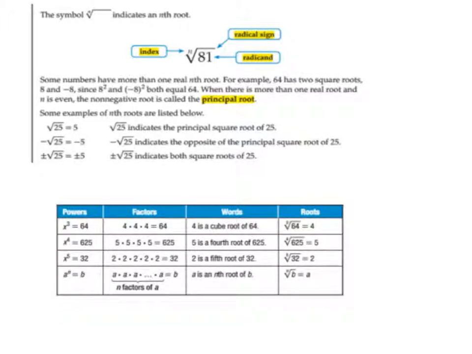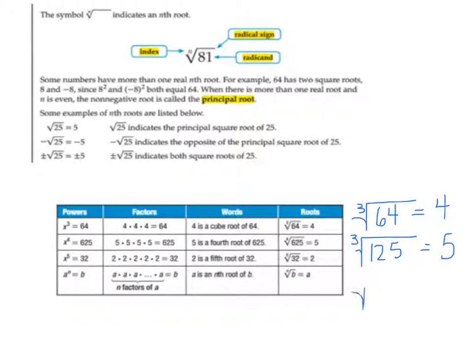So you can see here that you have x to the third equals 64, which is 4 times 4 times 4. And so 4 is going to be a cube root of 64, and you would write it this way. The cube root of 64 is 4. The cube root of 125 is 5.